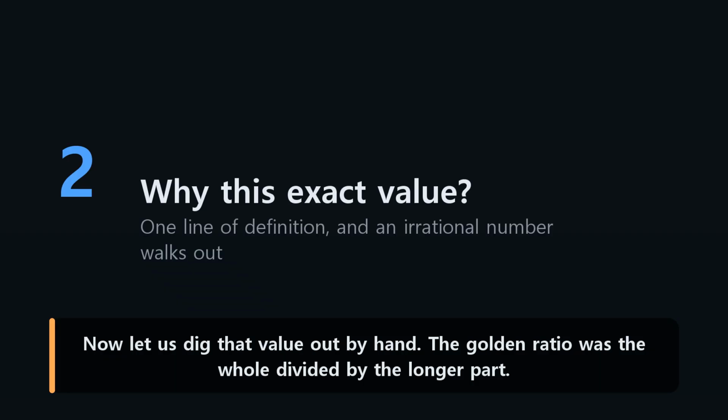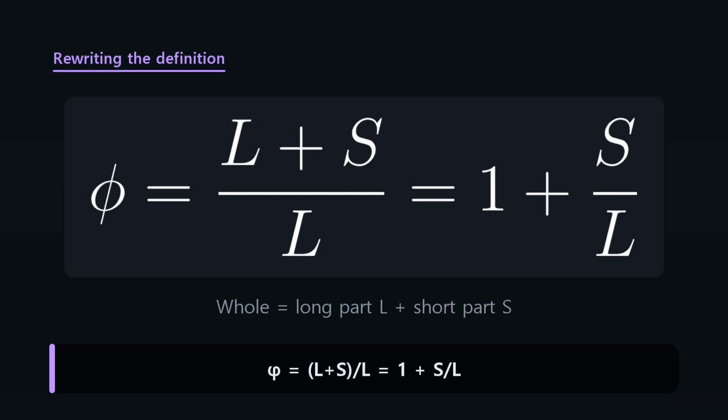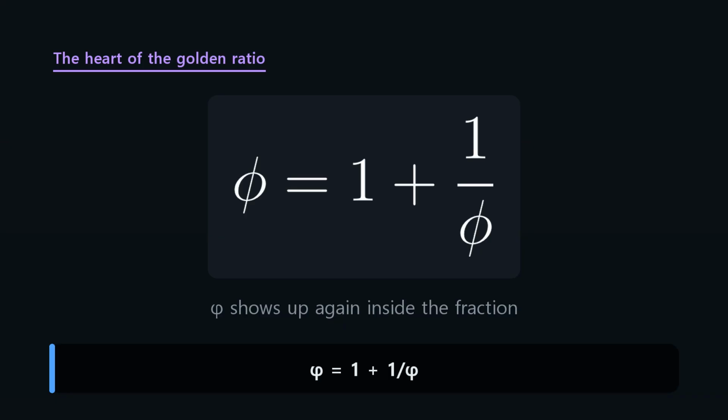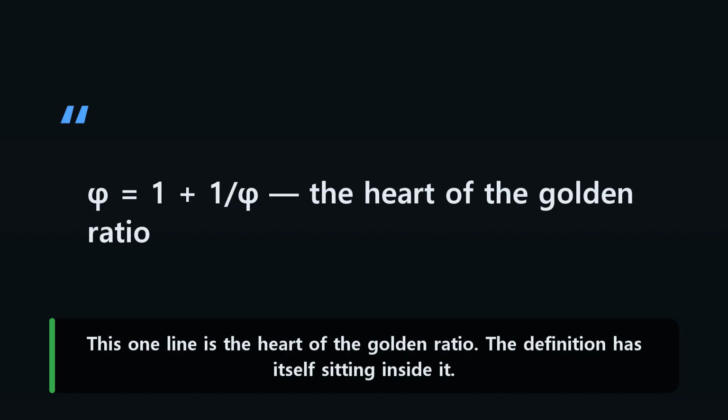The golden ratio was the whole divided by the longer part. Call the longer part L and the shorter part s. Then phi splits into 1 plus s over L. But s over L is simply L over s turned upside down. It's the reciprocal. So one clean line is left. Phi equals 1 plus 1 over phi. This one line is the heart of the golden ratio. The definition has itself sitting inside it.